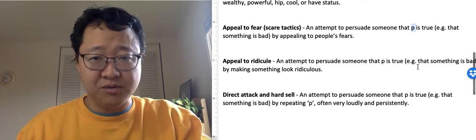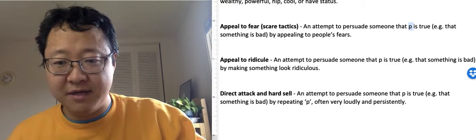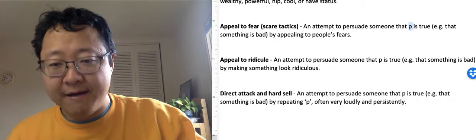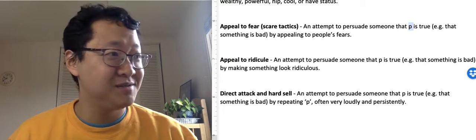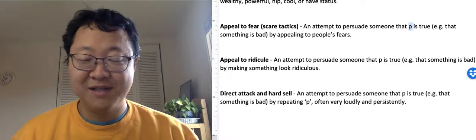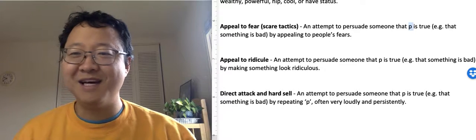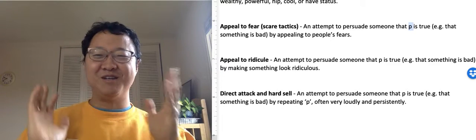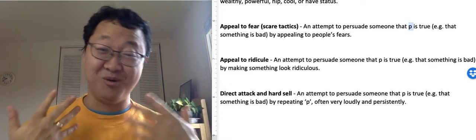An attempt to persuade someone that P is true, for example, that something is bad, by making something look ridiculous. Now, you see this a lot when an election is happening. You saw this a good deal with Trump and Biden. For Trump, you saw this many times. A lot of times it can be done through cartoons, but people might ridicule his hair, or that he looks a little bit orange, or that he has small hands.